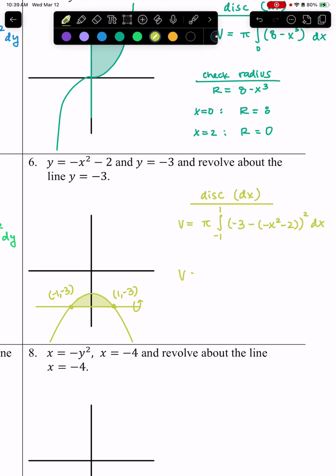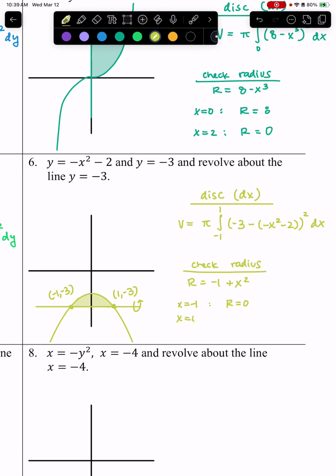And then we can do our radius check. We've got our radius is equal to negative 3 plus 2 would be negative 1, and then plus x squared. Okay, so at x equals negative 1, our radius should be 0. And if we plug in negative 1 squared, that's going to be positive 1. Negative 1 plus 1 is 0.